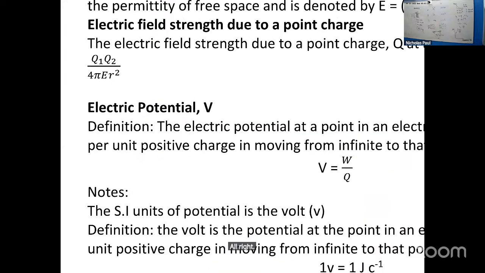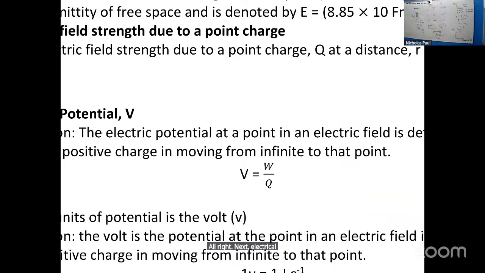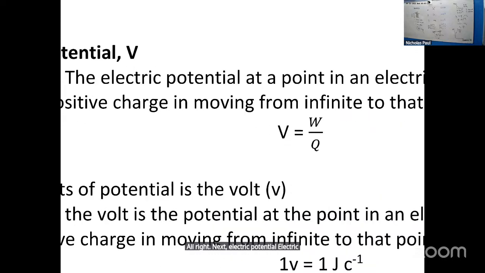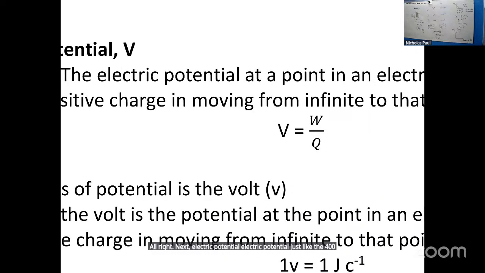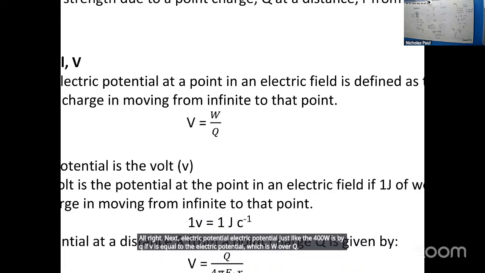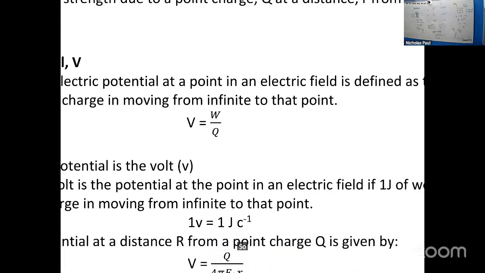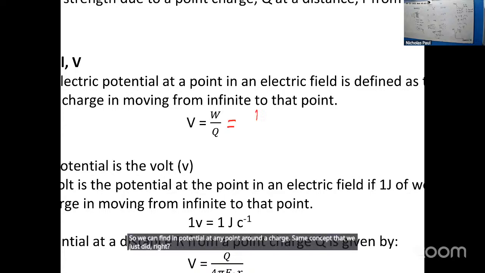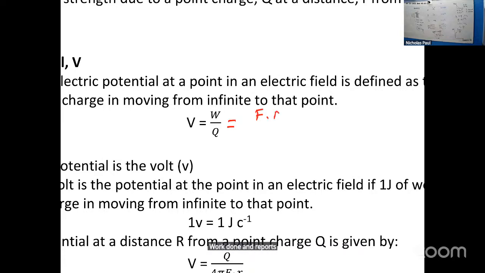Next, electric potential. Just like the formula W is V times Q, V is equal to the electric potential, which is W over Q. So we can find the electric potential at any point around a charge. Same concept that we just did: work done is the force times the distance moved, and the distance moved is r, all over Q.